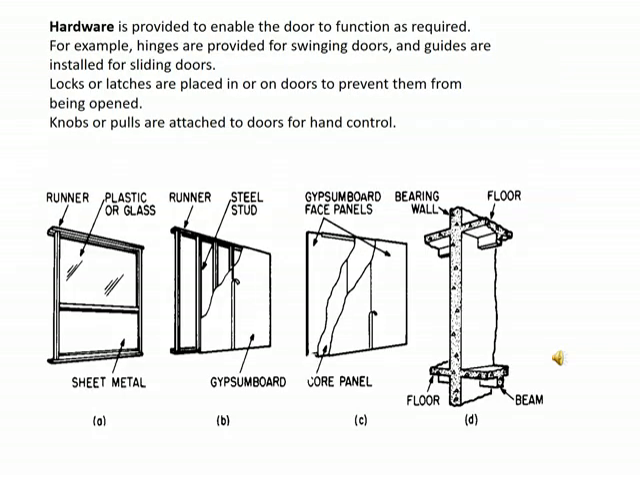The hardware is required to construct the panel and door. So the hardware is provided to enable the door to function as required. Hinges are provided for swinging doors and guides are installed for sliding doors. So if you install a swinging door, you have to utilize hinges, or when you install sliding doors, guides are required. Locks and latches are placed on doors to prevent them from being opened. So for all doors we have to provide latches and locks, and knobs and pulls are attached to the door for hand control. So this is the construction of the door.